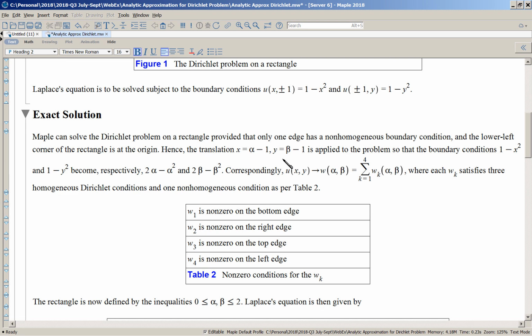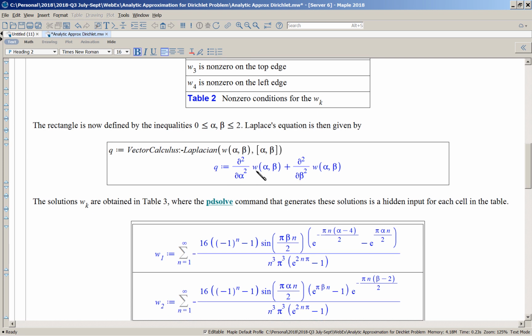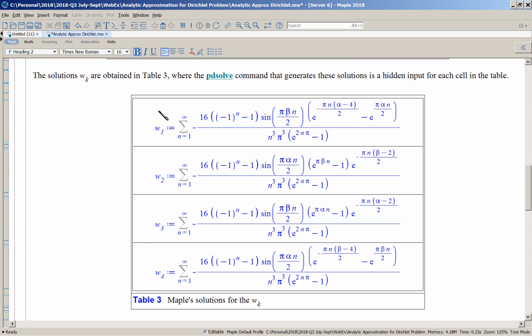So here are the translations that I used. x is alpha minus 1, y is beta minus 1. Then 1 minus x squared, 1 minus y squared become 2 alpha minus alpha squared, 2 beta minus beta squared. Here is Laplace's operator. So this is the left-hand side of Laplace's equation. And here are the 4 solutions that Maple generates for the 4 problems, W1 through W4.